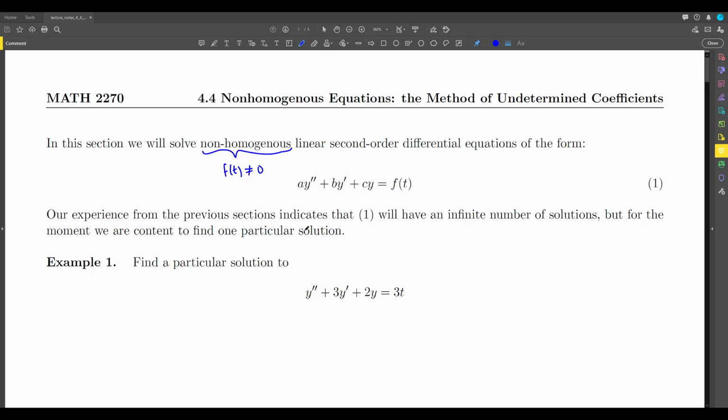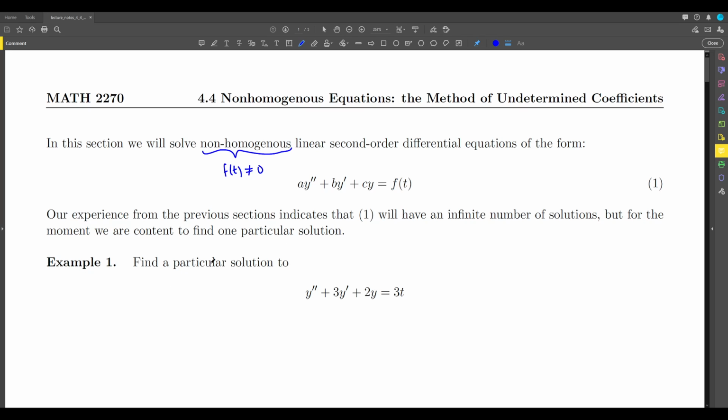differential equation. Our experience from the previous sections leads us to believe that there will be an infinite number of solutions to this differential equation. Recall that in the previous section, when this was 0 and we did not have initial conditions, we had infinitely many solutions. For now, we will be content with finding just one particular solution, and then we'll worry about other solutions if there are any later on.